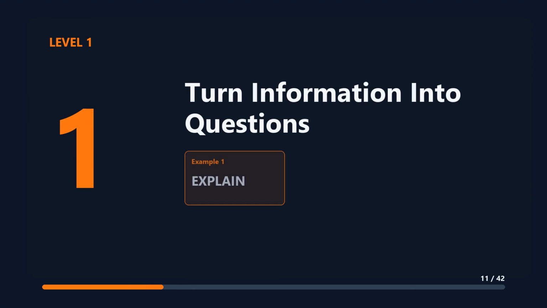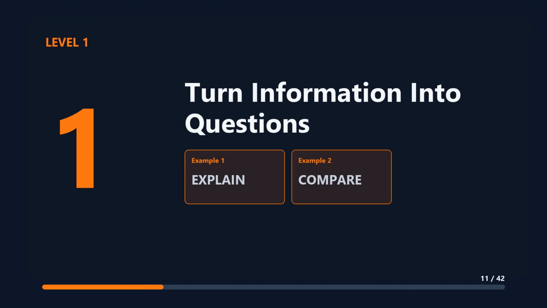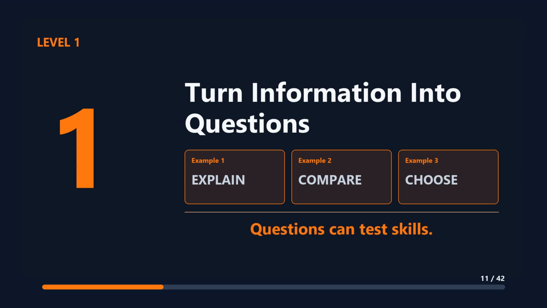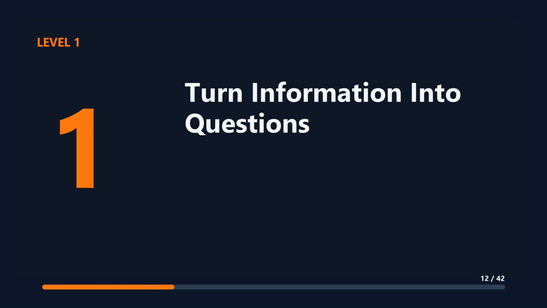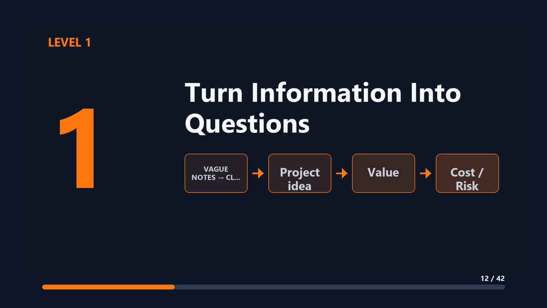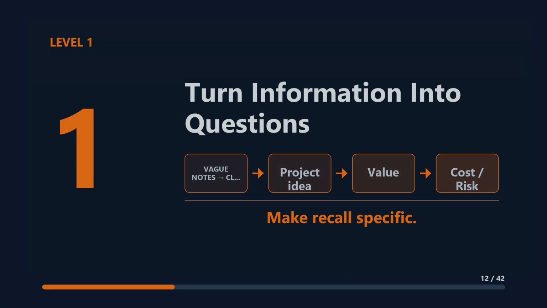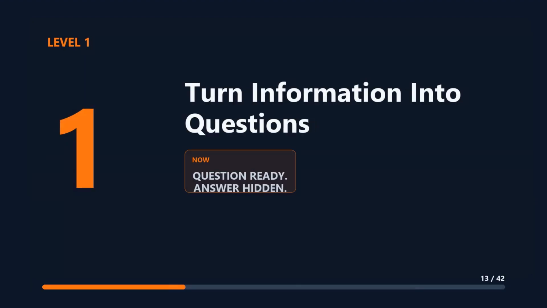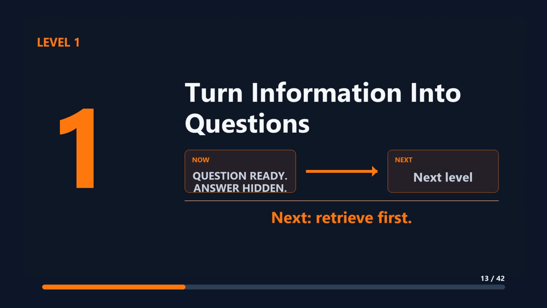The question does not need to sound like an exam. It can ask you to explain, compare, choose, predict, or perform one small step. This matters because a vague page of notes gives you no clear starting point. A specific question tells your brain exactly what it must try to recover. Once you have a question, do not look at the answer immediately. The next stage is the part most learners skip.